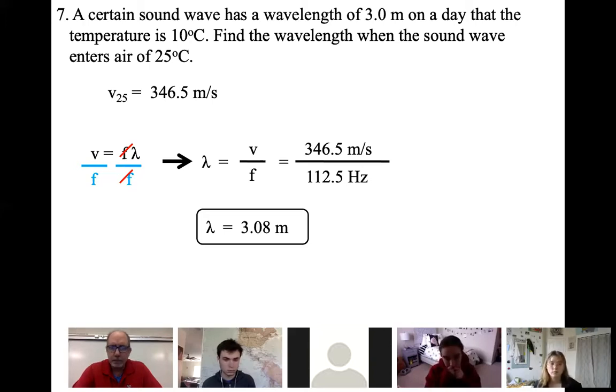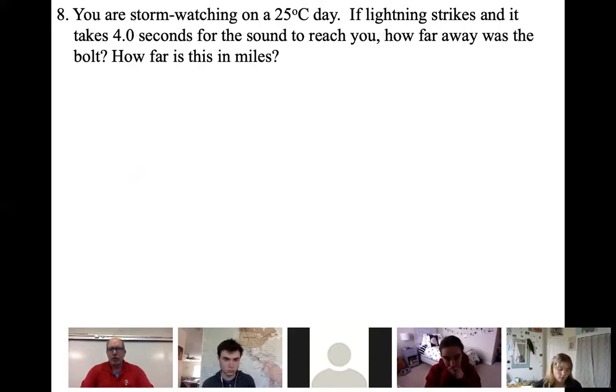All right, next one. You're storm watching on a 25 degrees Celsius day. If lightning strikes and it takes 4 seconds for the sound to reach you, how far away was the bolt? Okay, I'm going to stop sharing for a minute.